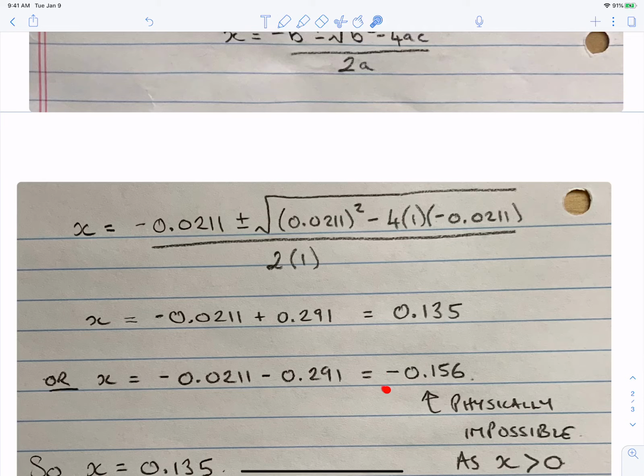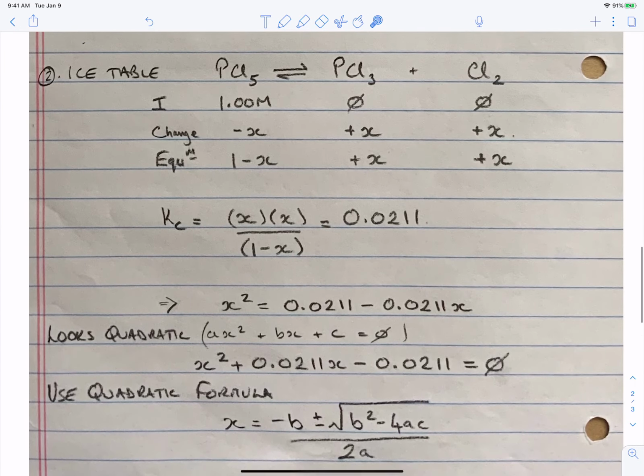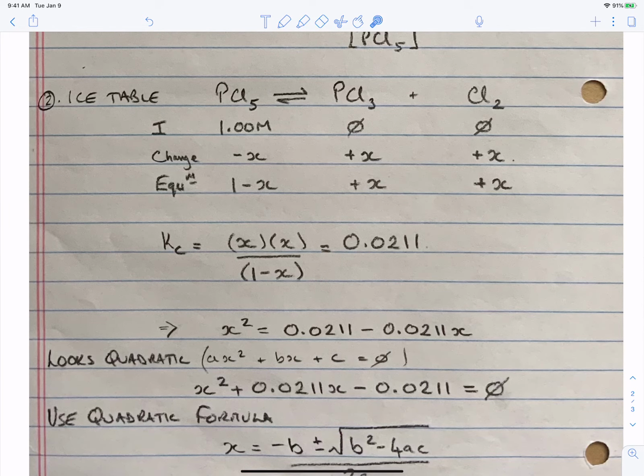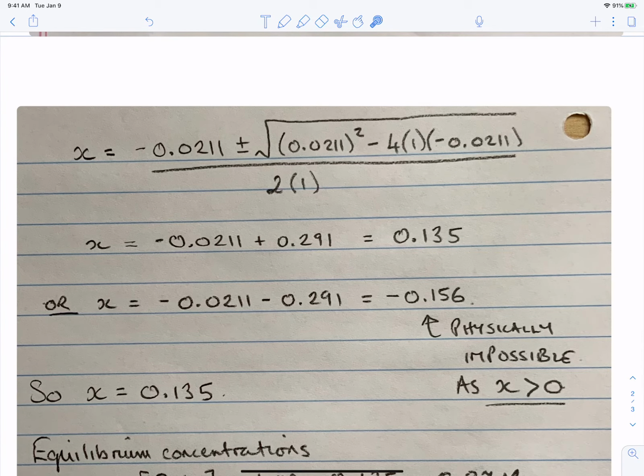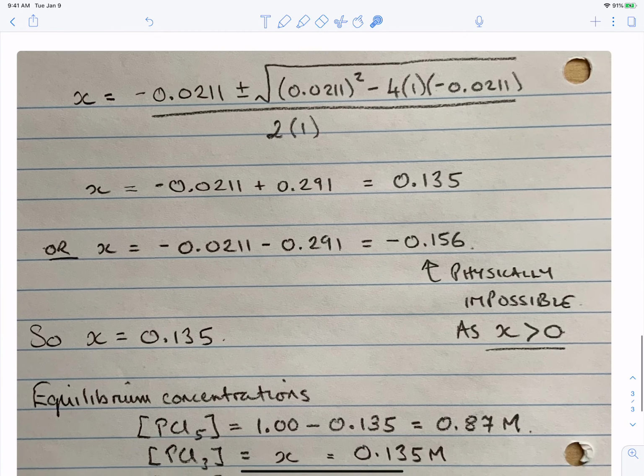Now, of course, this value of x that we're trying to determine is in fact a concentration. And a concentration cannot be negative, so because this is a negative value, this is physically impossible. So the value that we're looking for is x equals 0.135. And of course, for a quadratic equation, you always have two solutions. In this particular case, because the negative one is physically impossible, the value that we're looking for is 0.135.